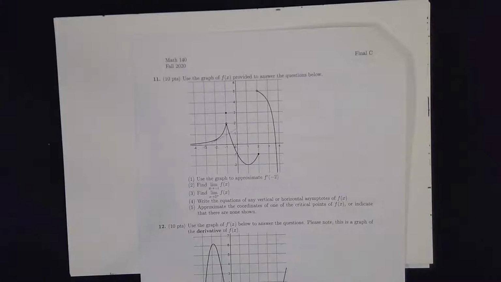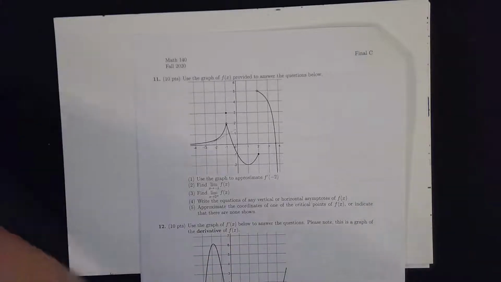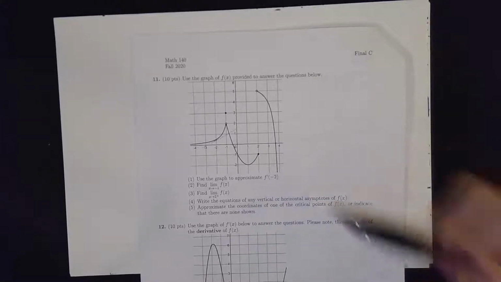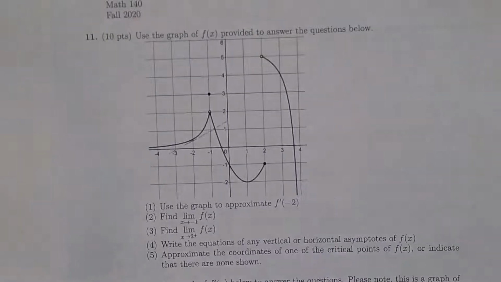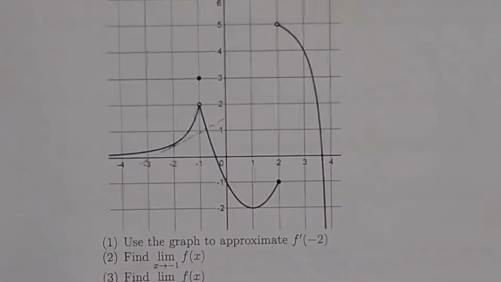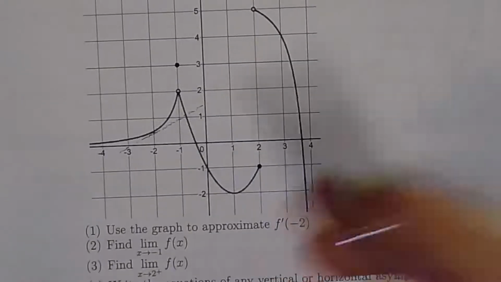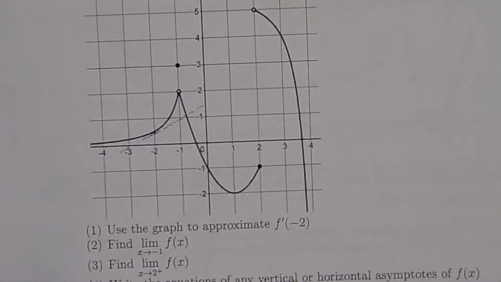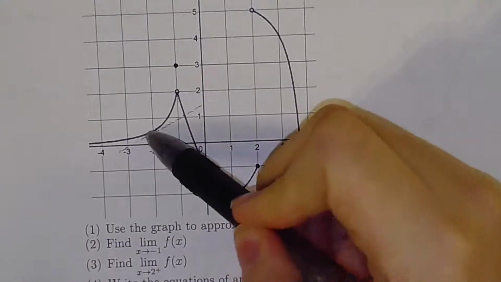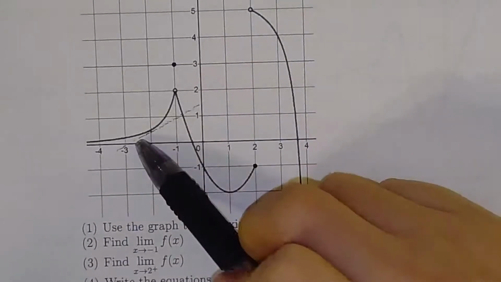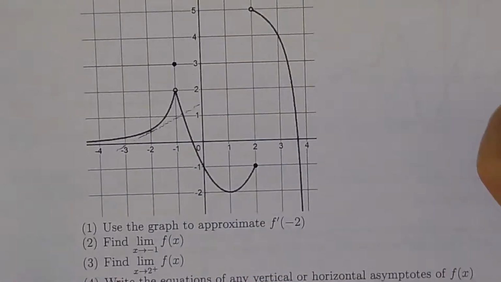So here's a graph of our function. It wants us to approximate f prime of minus 2. What we're really going to have to do to approximate f prime of minus 2 is sketch in an approximation of what the tangent line at minus 2 looks like. Because remember, f prime of minus 2 is just the slope of the tangent line at minus 2.